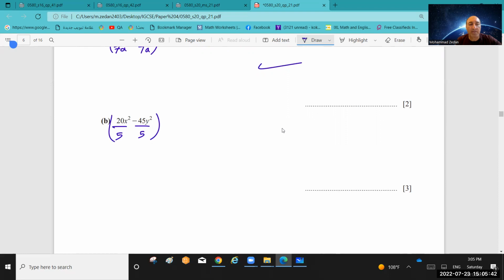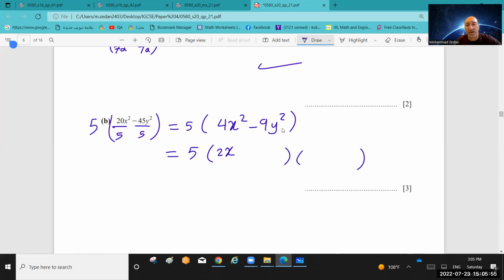So divide by 5 and multiply by 5. So 4x squared minus 9y squared, and after that, just write 5 again. As you see, this is the difference of two squares. 4x squared, split it into 2x times 2x, and 9y squared also. Negative 9y squared is 3y times negative 3y. That's it. Very easy. Difference of two squares, normal.